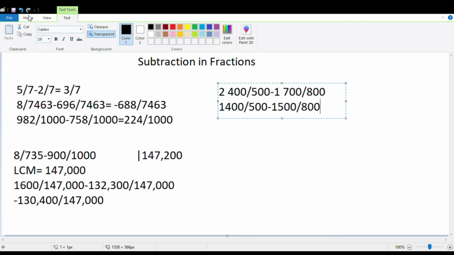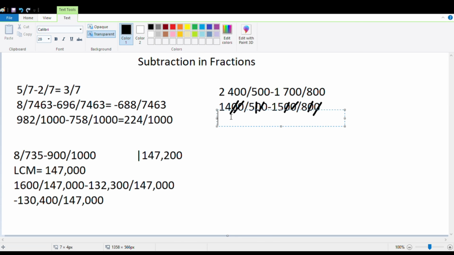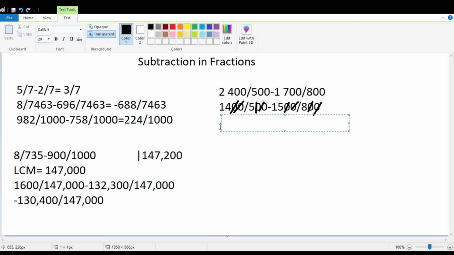Now it is worth mentioning that we can in fact cancel out the zeros. So we can cancel out this 0 and this 0, and this 0 for this 0, because the zeros can be cancelled out. Since all of them have been cancelled, the next one will become 14 by 5 minus 15 by 8.